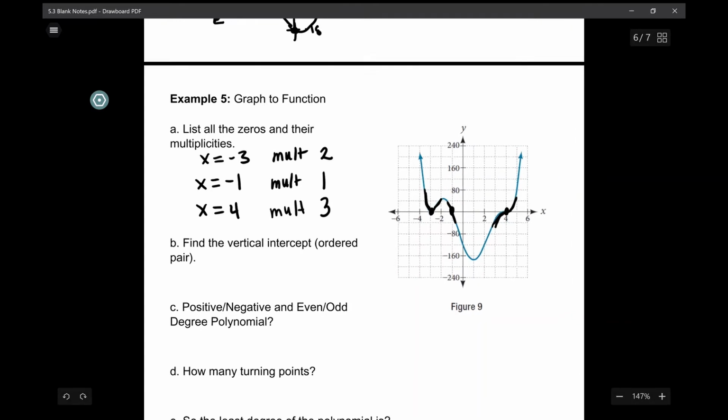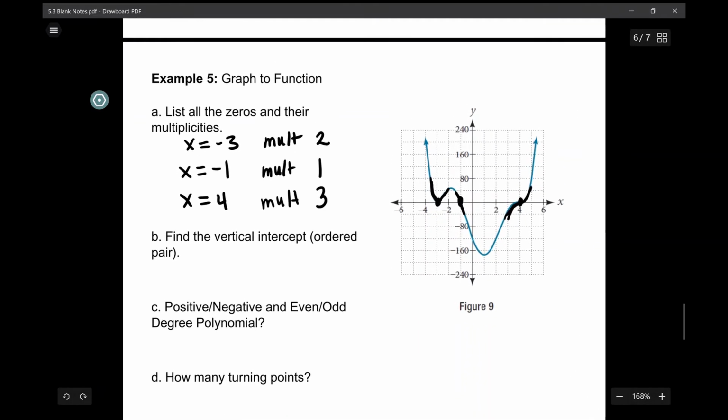All right, find the vertical intercept. It looks like it's right here. And we need to look at the scale of the graph to make sure we can figure out what this is going by. Well, from -80 to -160 is 80. Halfway between is 40. So I think this must be at -120. So this is over 0, down 120.